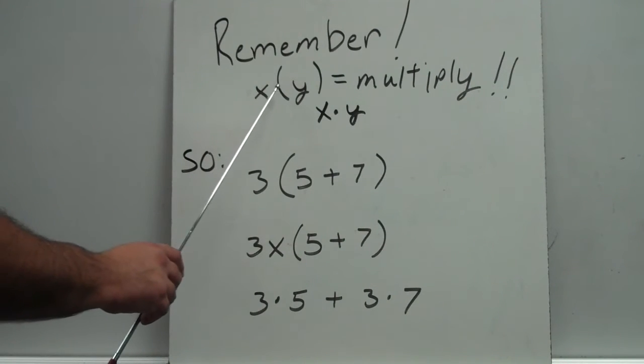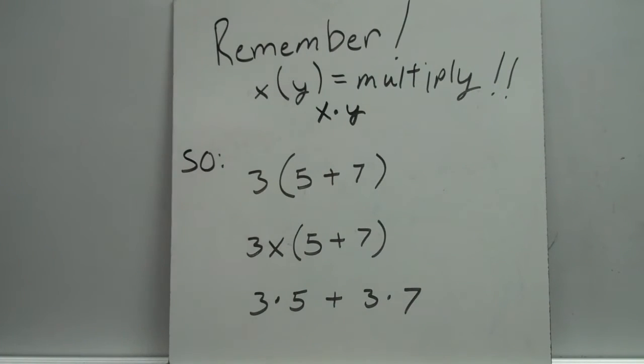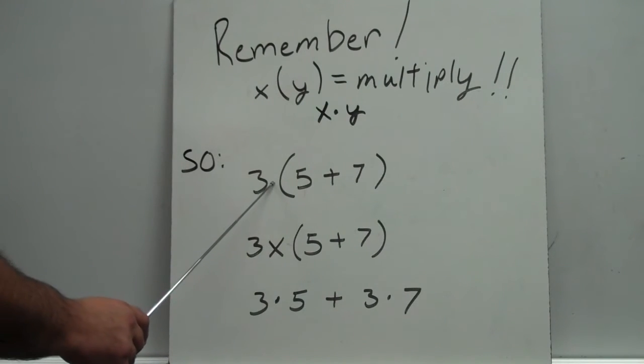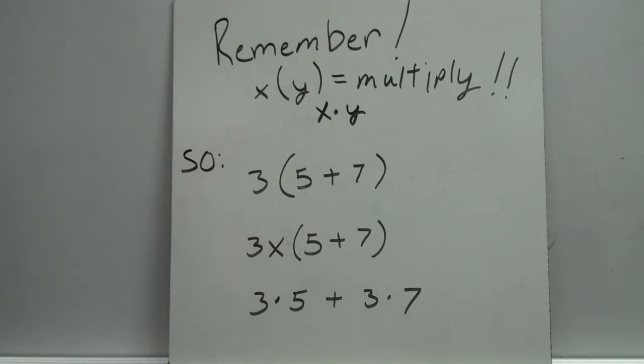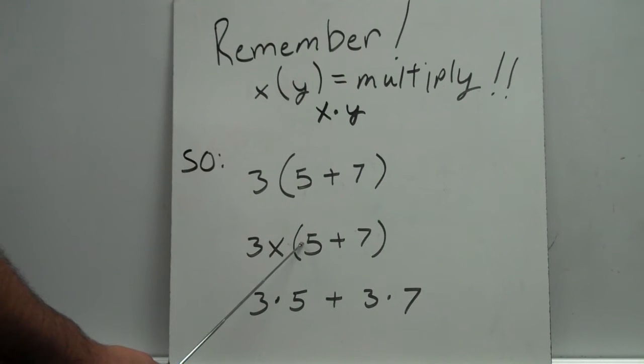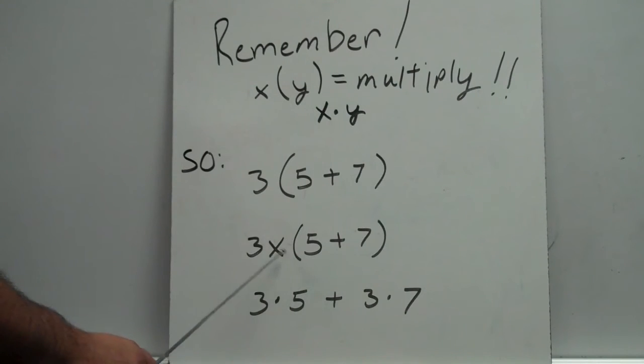So here we have x next to y in parentheses. That really means it's x times y. And to look at an example with real numbers, if we have 3 next to parentheses with 5 plus 7 inside of it, that really means it's going to be 3 times 5 plus 7. Or we could even break this down further to go 3 times 5 plus 3 times 7.